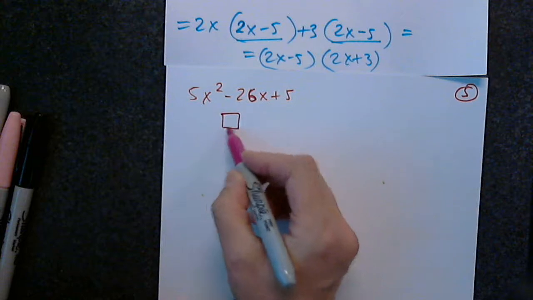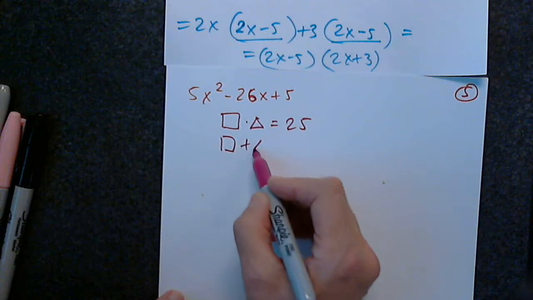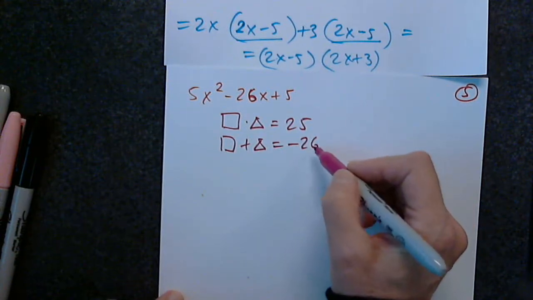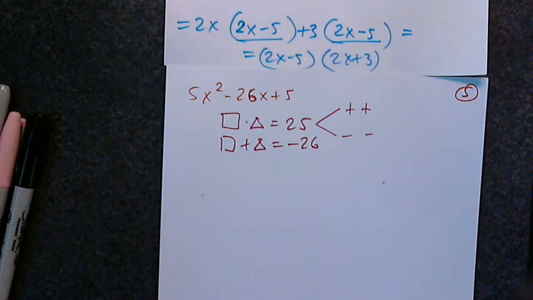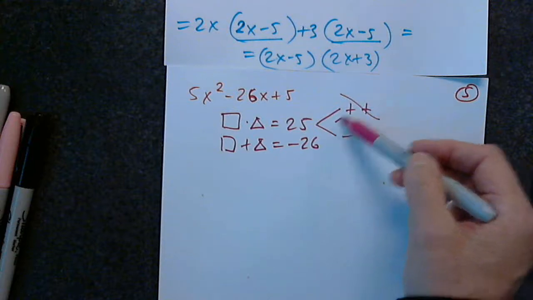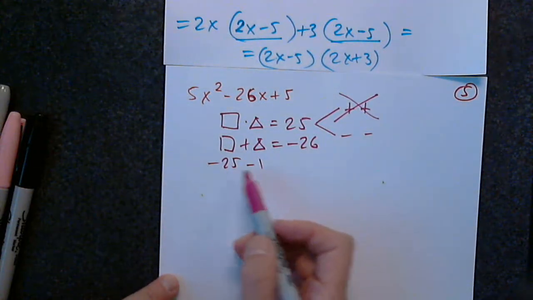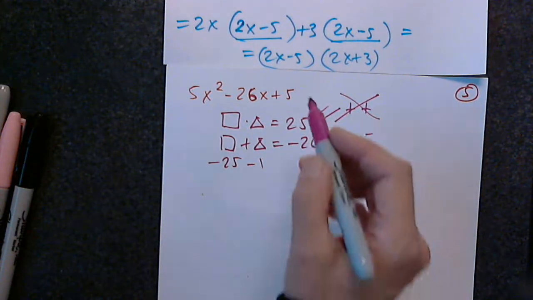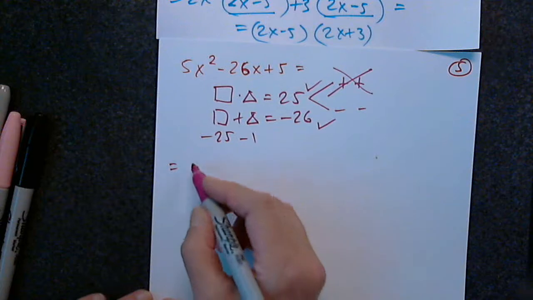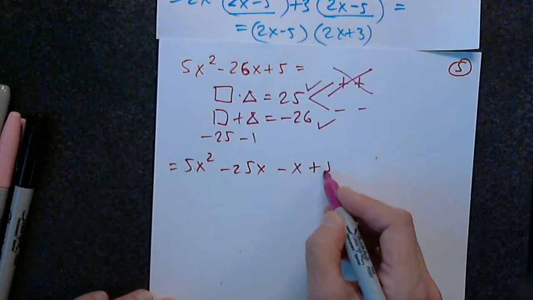So I'm looking for two numbers whose product is 25 and whose sum is negative 26. Remember, the product is positive, so you have two options. But since the sum is negative, you know that the positive option is not possible. So negative 25 and negative 1. The sum is negative 26? Yes. The product is positive 25? Yes. So then what will you write next?